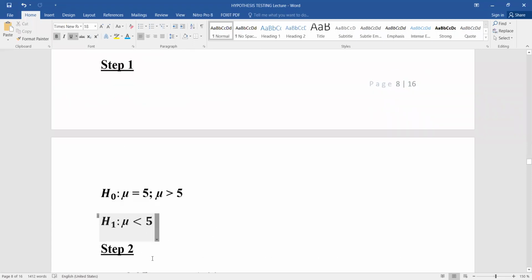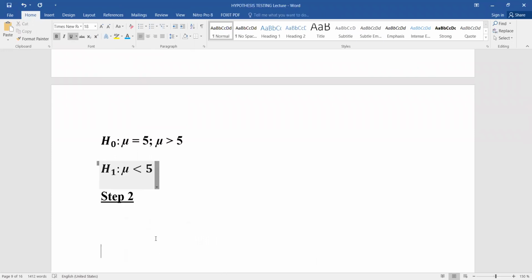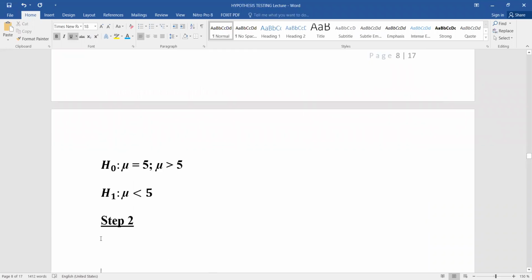Remember alpha is 0.05. And for the beta, we don't have to go to the table again. Now there's a caution. If you're dealing with less than, whatever alpha value you get, you have to put a negative sign.